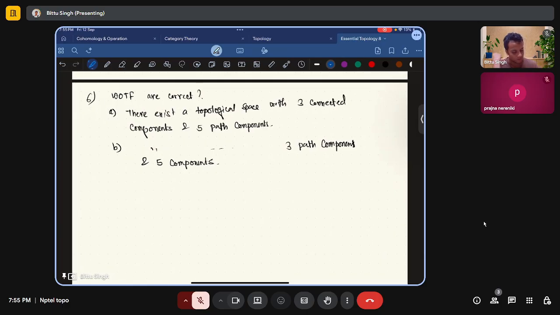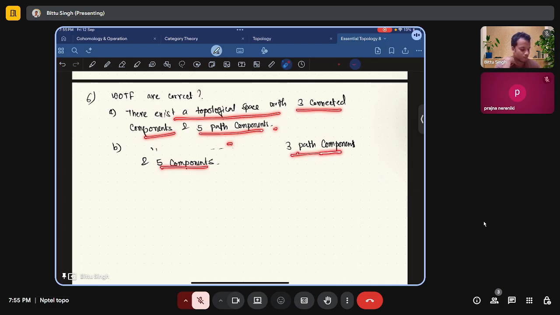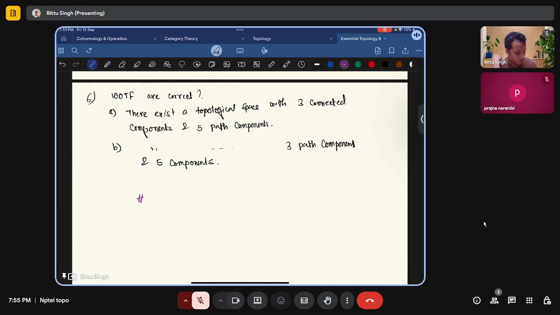Now again, there is a question which says there exists a topological space with 3 connected components and 5 path components, and the reverse one, 3 path components and 5 connected components. So is A possible? Can you recall the fact that the number of path components is greater than or equal to the number of connected components?